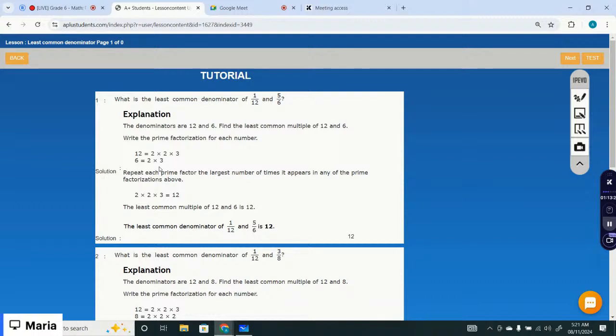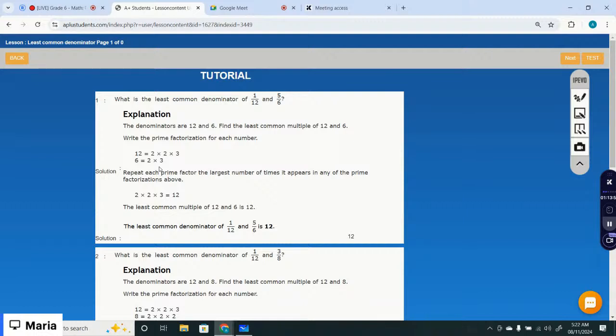write down the prime factors of both the denominators. The denominators are 12 and 6. The prime factors means all the factors must be prime. So the prime factors of 12 are 2 times 2 times 3, and the prime factors of 6 are 2 times 3. So now you have to write the common factors and the non-common factors.